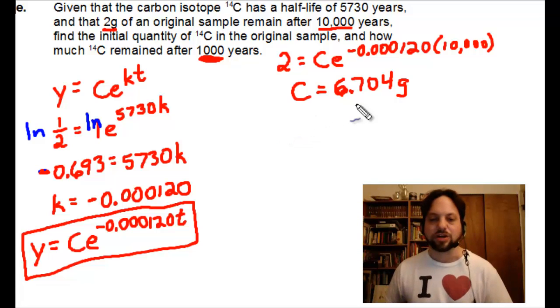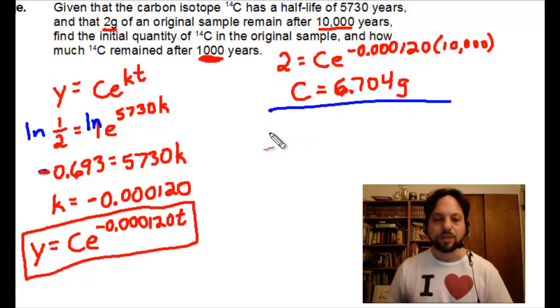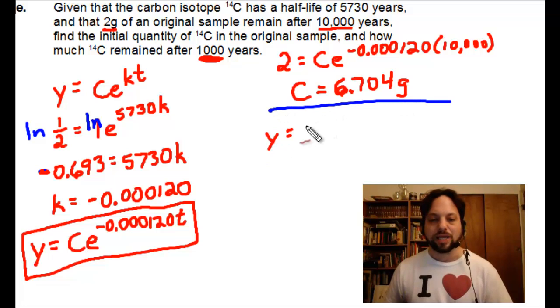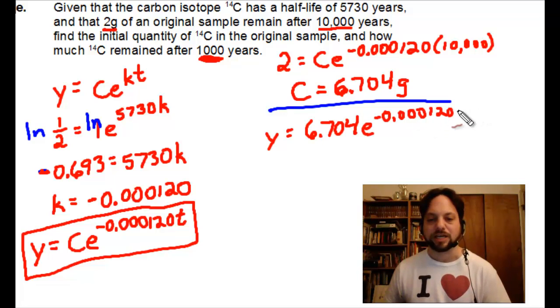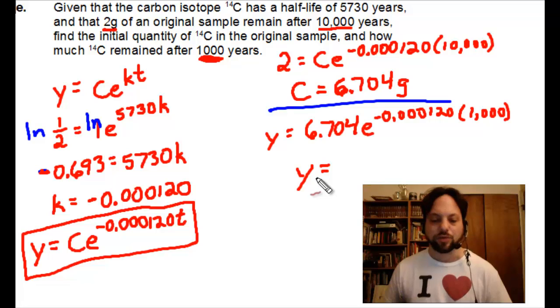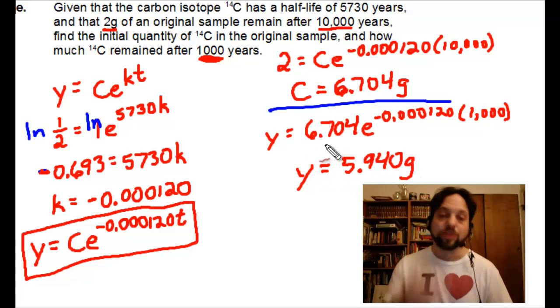Let me go ahead and start a new problem here. And what this will say is y equals 6.704 e to the k, and of course t this time around is just 1,000 years. Now we go ahead and work that out, and what we should find is that after 1,000 years, we are left with 5.940 grams.